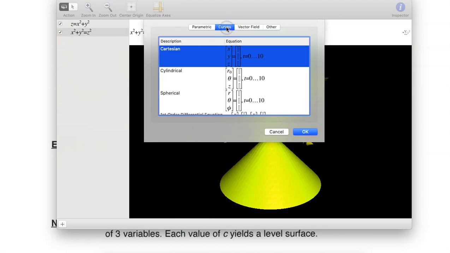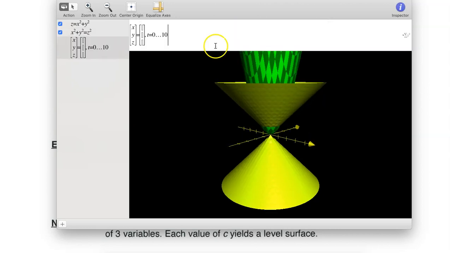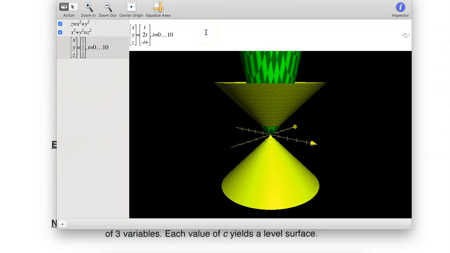This is where you would go for a line. So since we have parametric equations for lines, you would go to curves and you would pick the first one, and the parametric equations would be x equals whatever you type here. Let me just do it. x equals t, y equals 2t, z equals minus t plus 1, and here's the line.